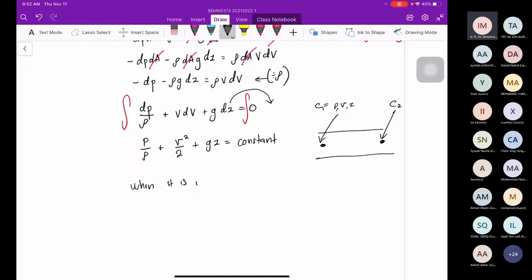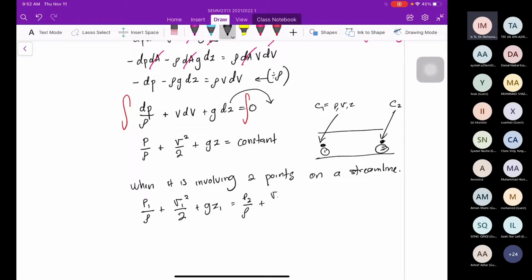So we can write, when it is involving 2 points, as I mentioned here, point number 1 and point number 2, on a streamline, we can use P1 over rho plus V1 squared over 2 plus gZ1 equal to P2 over rho plus V2 squared over 2 plus gZ2. So this term is the flow energy. This term refers to the kinetic energy. And this term refers to the potential energy.